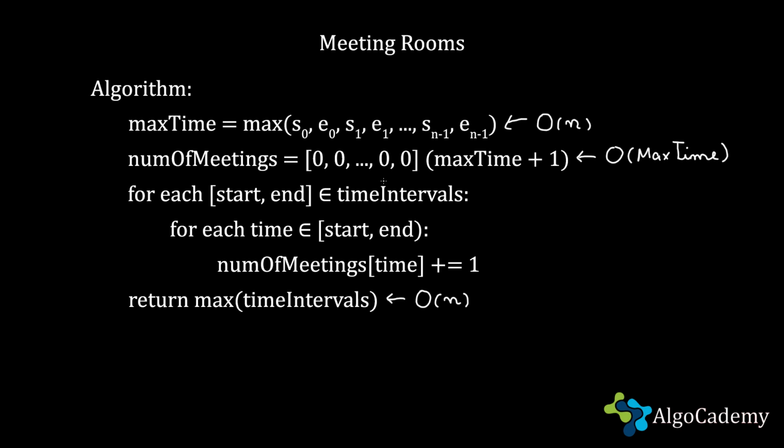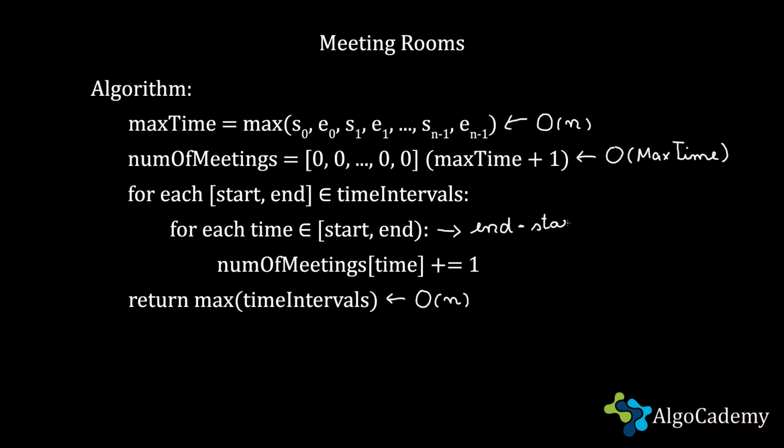But let's continue. So we are going through each time interval and inside we have another for loop which goes through each time moment from start to end minus 1. So here, no matter what, how many operations do we do? Of course, it's going to be end minus start, right?